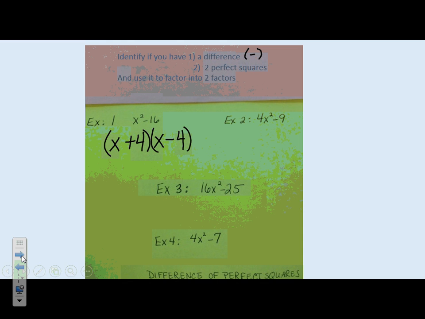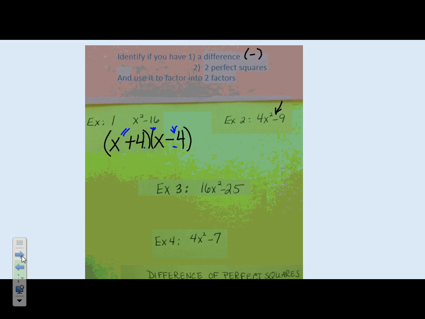And again, you can check it if you want by distributing these out. X squared minus 4x plus 4x minus 16. If I combine like terms, it is x squared minus 16. So we did factor it correctly. I'm going to erase that work here because we don't actually need it, but it's a check. Okay, let's look over here at example 2. This is 4x squared minus 9.